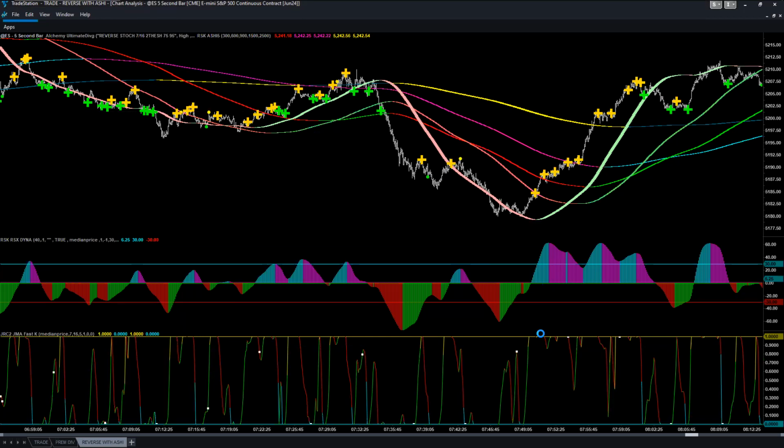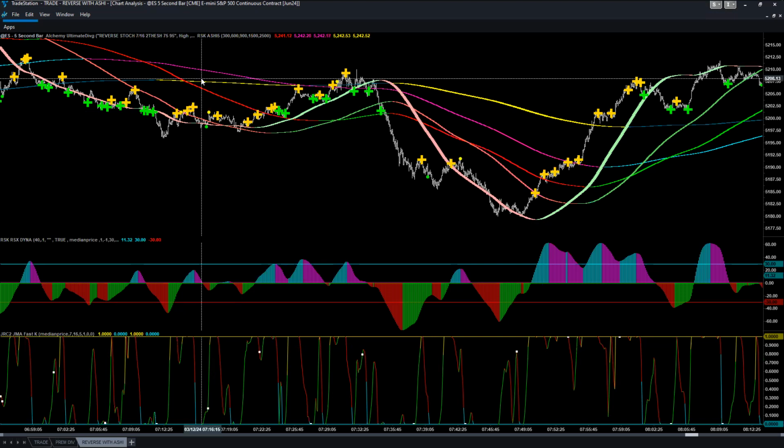So if you look at the ASHIs right here at the open, the ASHIs were coming down. All right, so that's giving you a good indication that you want to be taking a short trade. You don't want to trade long.